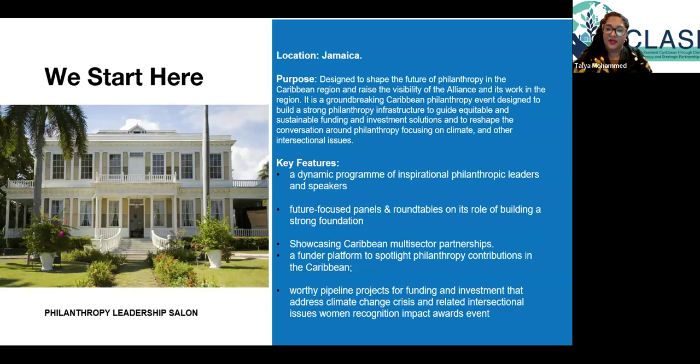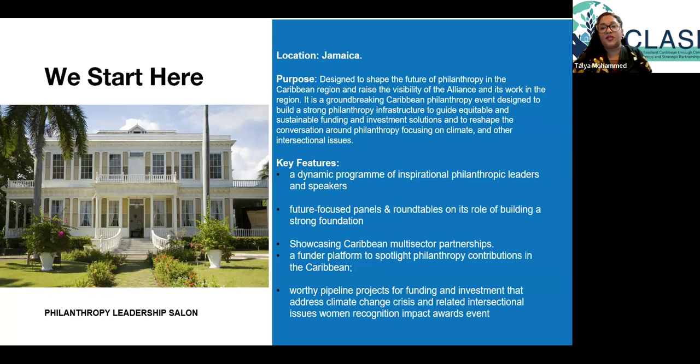So we will have a dynamic program of other speakers. The agenda and everything is online. I will share some links in the chat shortly. And it's a showcase of the growing multi-sector partnerships that we have all been witnessing in the region, especially those doing co-financing, and to spotlight philanthropy contributions in the Caribbean.